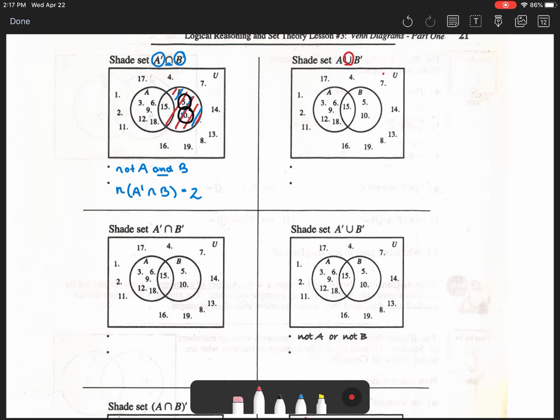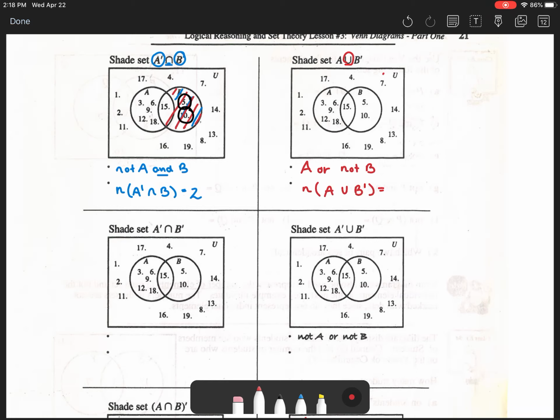In the next one, this time I want A and not B. So that's the way I would write it out. I would say A or not B. That's what I want. Then I want the number of elements in A or not B. So again, when we use the word or, it's inclusive, so it can be in A or not B, or if they do overlap at any section.